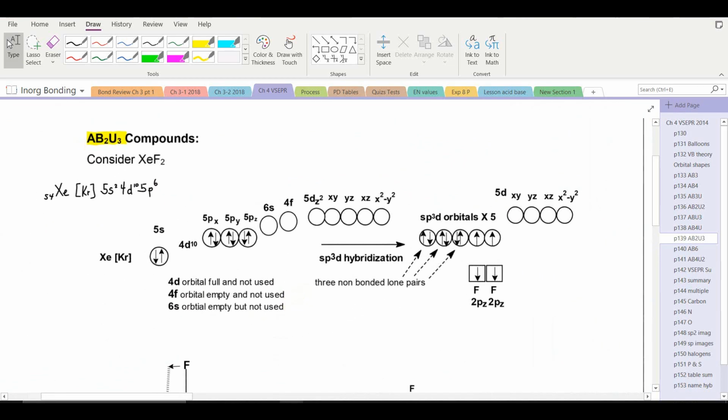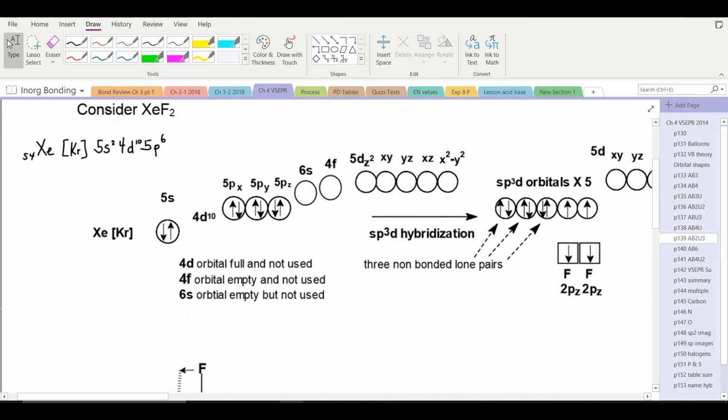Let's go through the process. Xenon is element 54. It has this electron configuration, 5s2, 4d10, and a full valence shell 5p6. To explain the shape, we need 5 hybridized orbitals. So we believe that xenon would hybridize its 5s. The 4d is full, so we can't use that. 3 5p's, and the next available d orbital. So all in the valence shell.